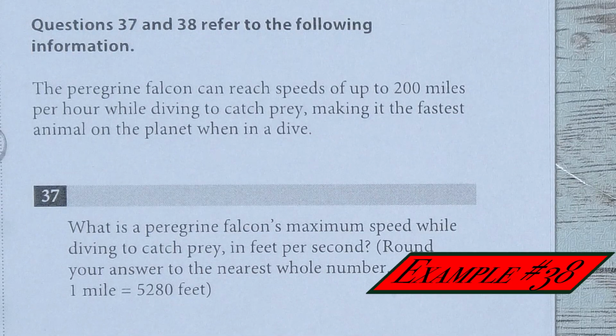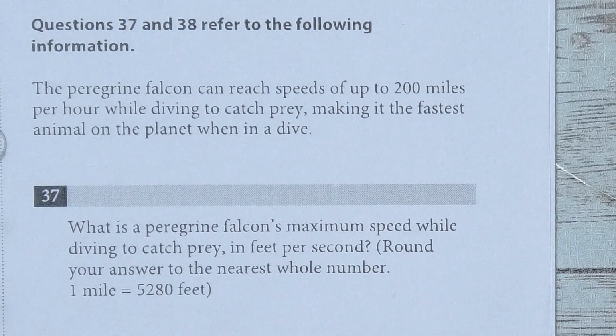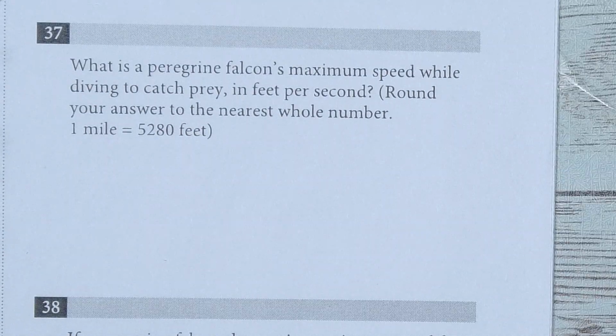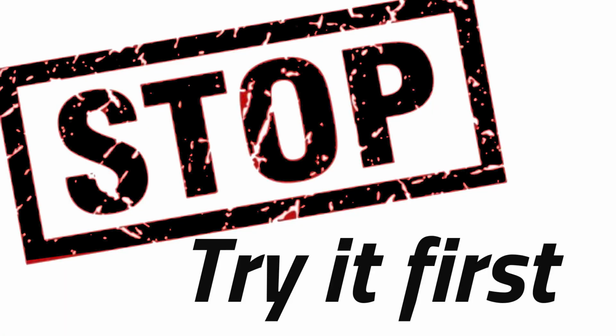Questions 37 and 38 refer to the following information. The peregrine falcon can reach speeds up to 200 miles per hour while diving to catch prey, making it the fastest animal on the planet when in a dive. What is a peregrine falcon's maximum speed while diving to catch prey in feet per second? You're going to round your answer to the nearest whole number. Let's remember that 1 mile is equal to 5,280 feet.